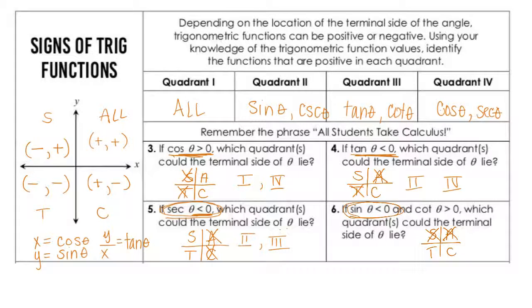Right, so I have third and fourth, but now I've got another condition that I have to consider. Cotangent is positive. I know cotangent is the same thing as 1 over tangent, right? So I need to make sure tangent is positive. What quadrant is that going to have to be in if tangent has to be positive? It's going to have to be this one, right? Quadrant 3. That's what that T is telling me, that tangent is positive there. So I know for this one we have quadrant 3.